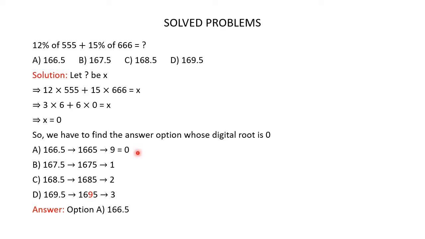So when you observe all these options, you will see that option A has a number whose digital root is 0. So the correct answer is option A, 166.5.